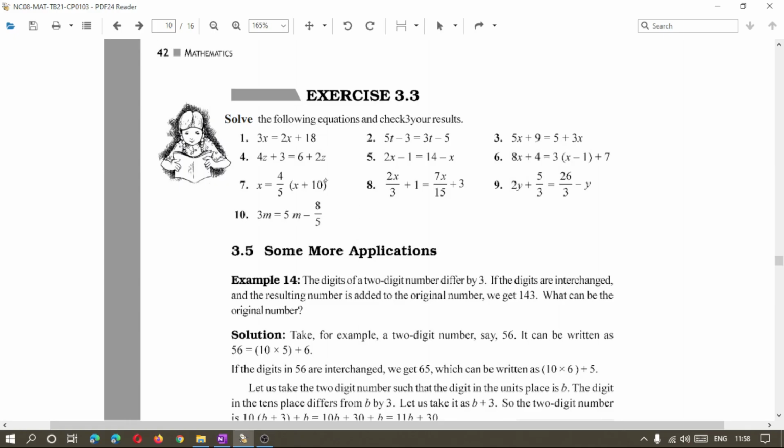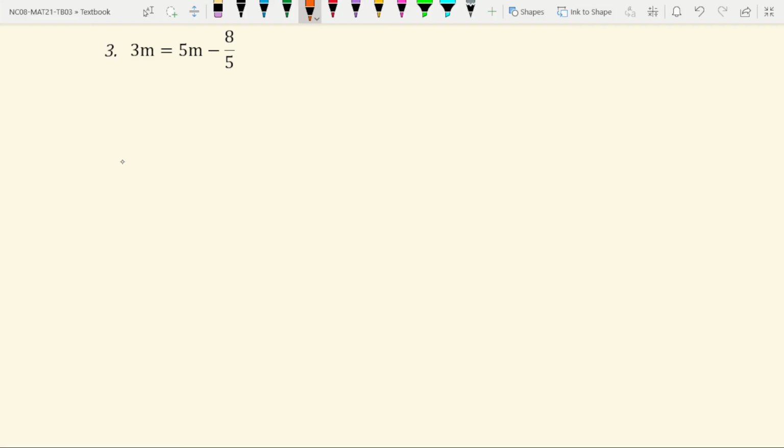This is our last problem. This is the 10th problem. So we have to solve this. As always, I will first identify the terms. Plus 5m minus 8 by 5.